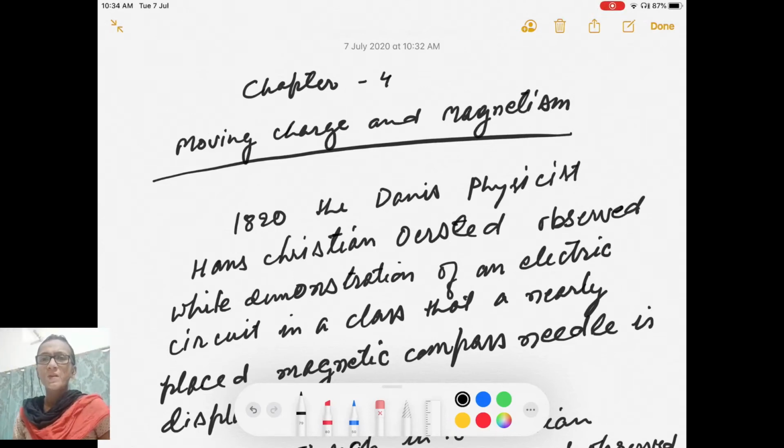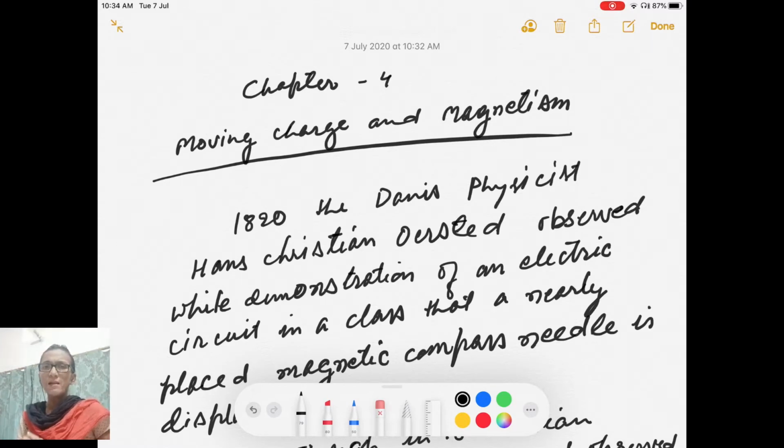Hi, so today we are going to discuss moving charge and magnetism. This is the fourth chapter in your NCERT physics book, class 12. So let me start with some historical account of the topic.